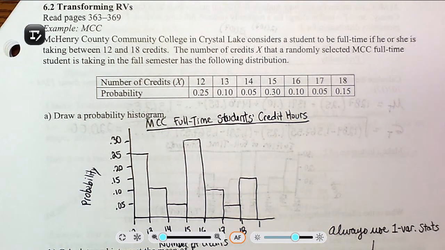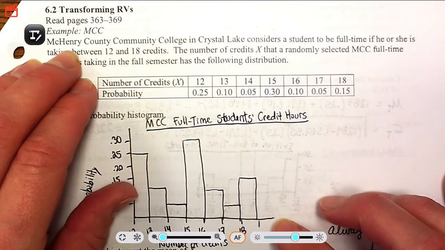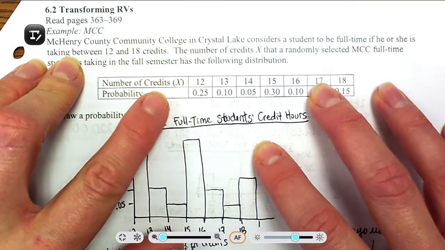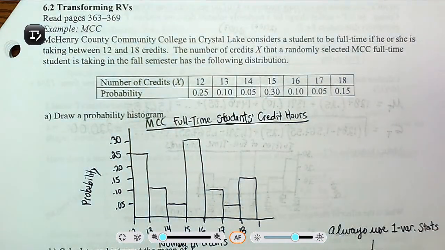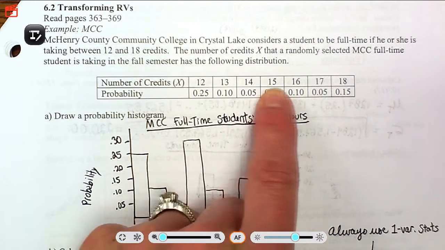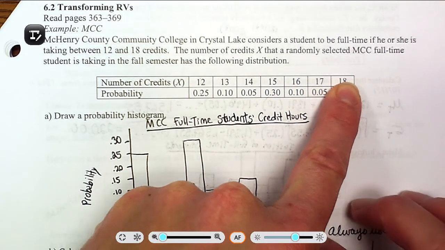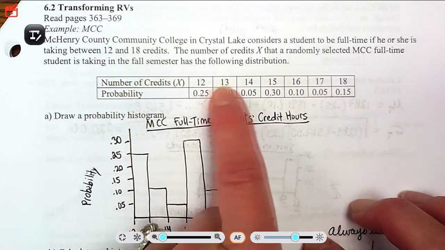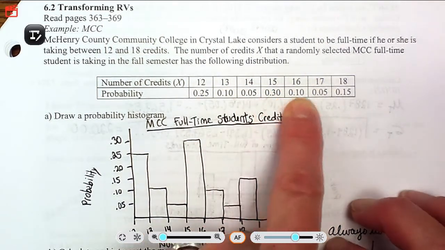Welcome to lesson 6.2 on transforming random variables. McHenry County Community College in Crystal Lake considers a student to be full-time if he or she is taking between 12 and 18 credits. The number of credits, X, that a randomly selected student at MCC is taking in the fall semester has the following distribution.